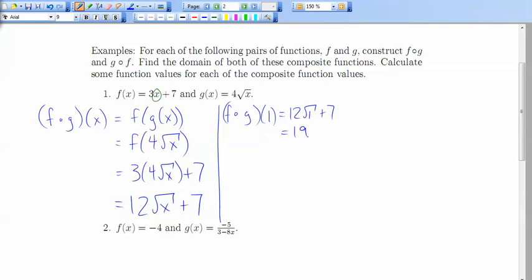Now, for the domain of f of g of x, we need x to be greater than or equal to 0 because of our square root right here. So our domain is going to be all real numbers that are greater than or equal to 0. Now let's take a look at g of f. What if things are slightly different?